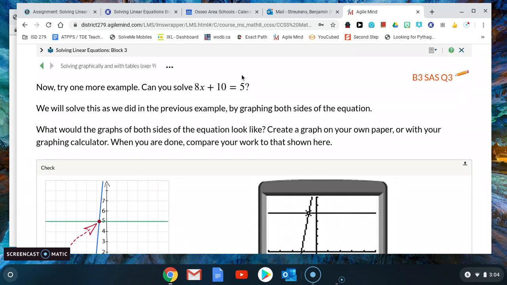All right, that should be the end of block 3. Remember, this is question 3. Make sure you do your reinforced questions well and come back for block 4.